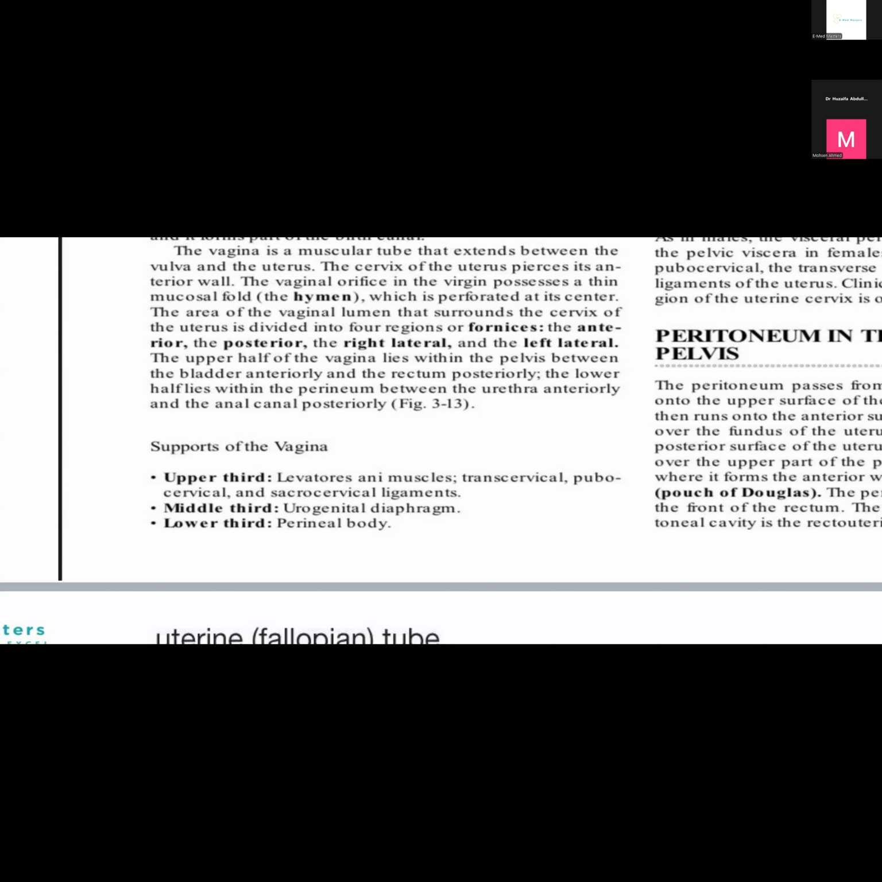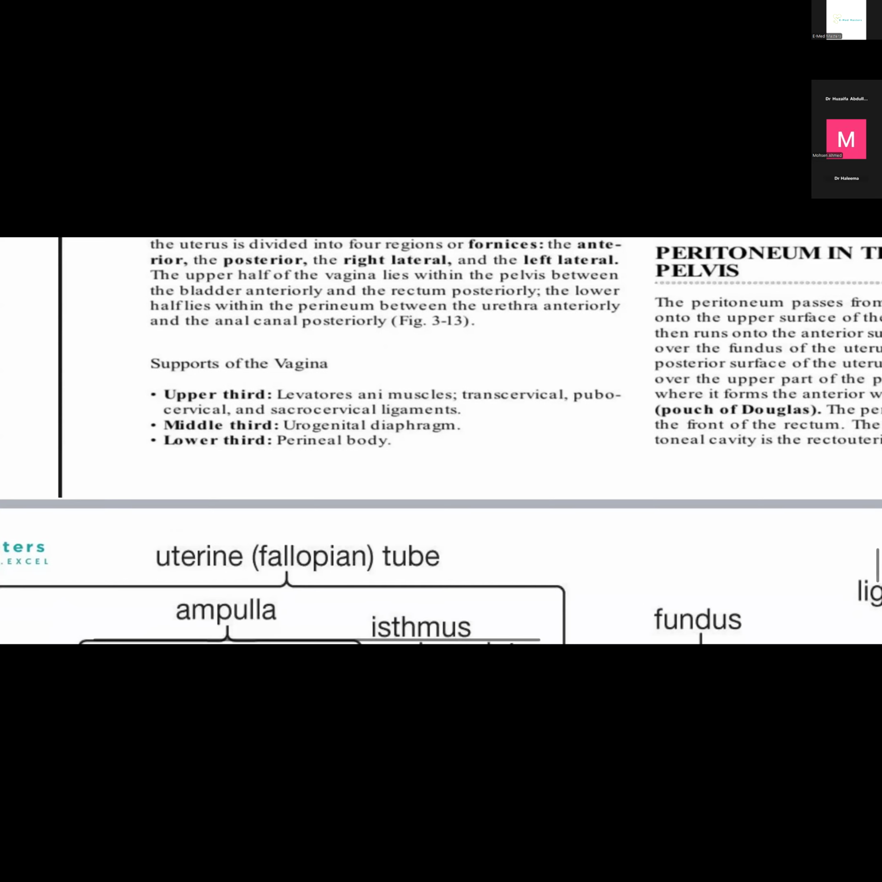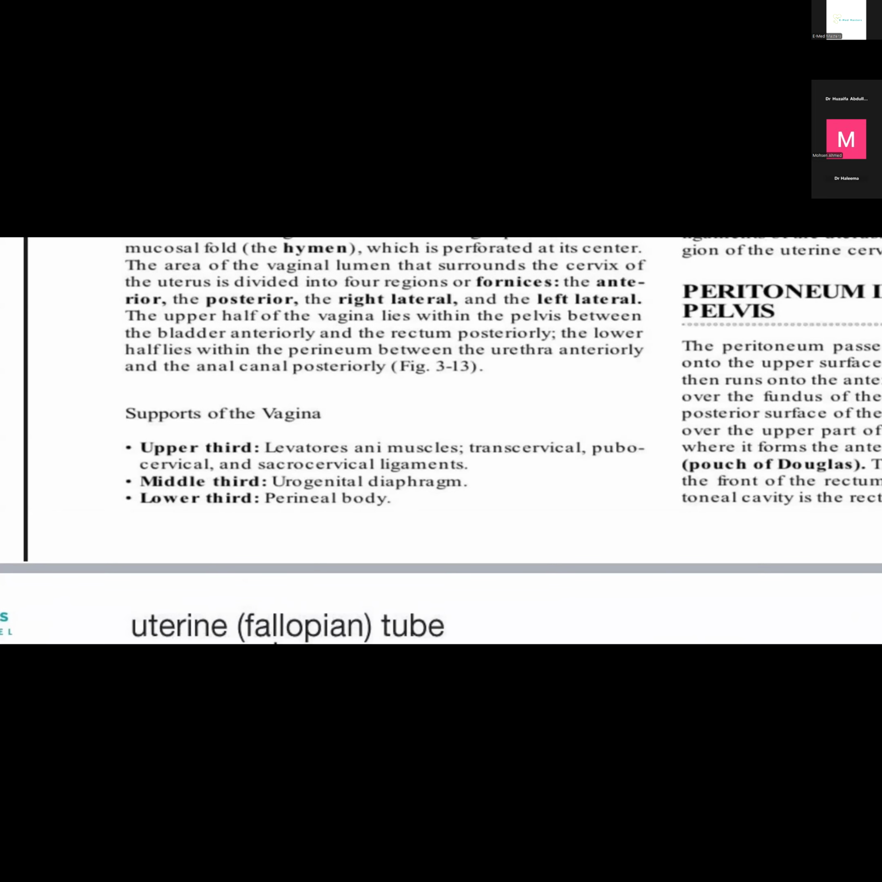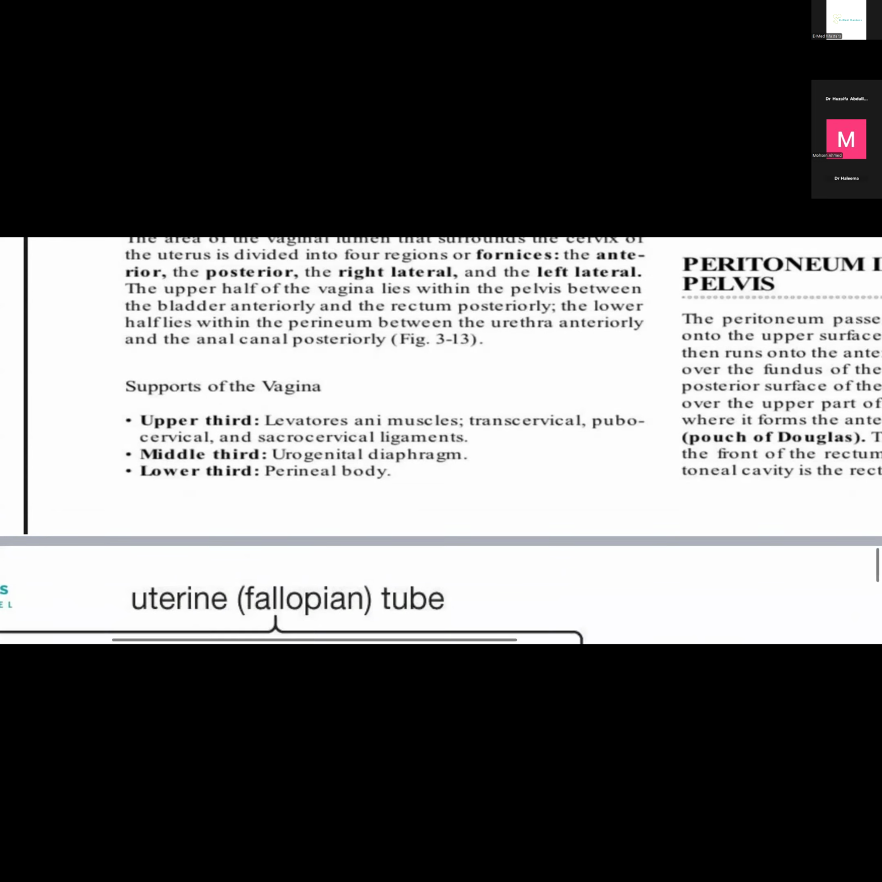Now, what structures support the vagina? Vagina has three parts: upper third, middle third, and lower third. Upper third is supported by levator ani, transverse cervical ligament, pubocervical, and sacrocervical ligament, the same ligaments that support the uterus. Middle third is supported by the urogenital diaphragm, and the lower third is supported by the perineal body. So these structures support the vagina.